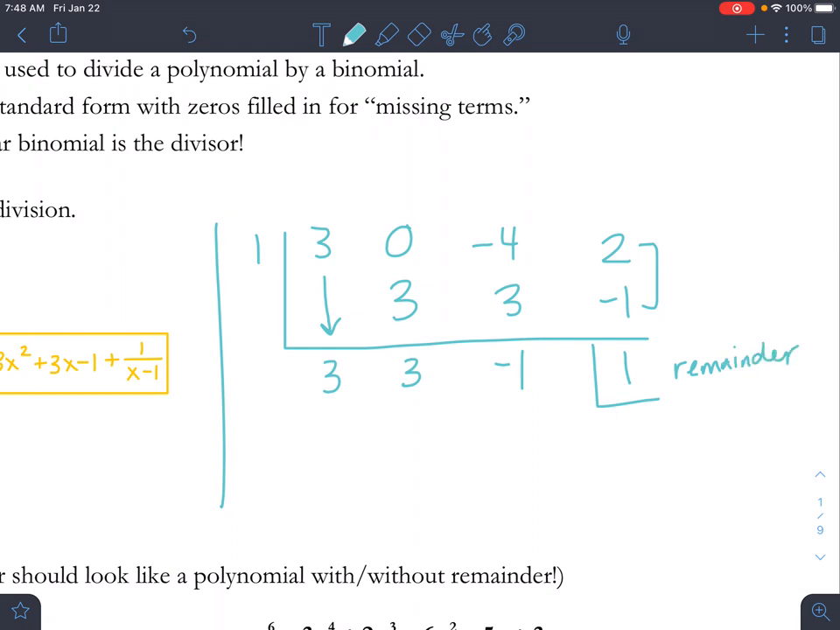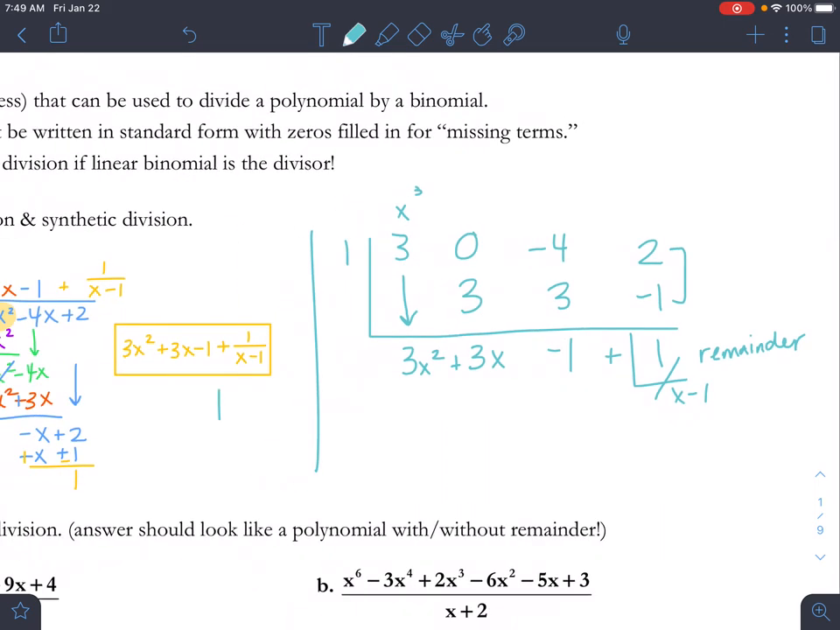Okay, and let's see what we have left. This was an x cubed term. Whenever we divide by 1 power, this is going to be the next term down. So this is going to be an x squared term. We're going to take away 1 power. So let's see what we have, guys. We have 3x squared plus 3x minus 1, and then plus 1 over x minus 1. Oh my gosh, same answer. So same exact answer we would get with long division.